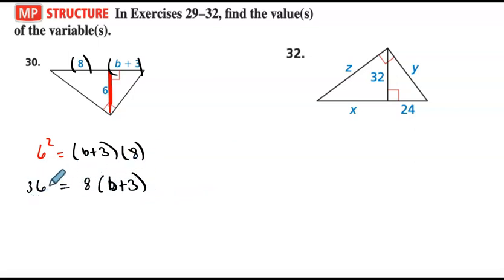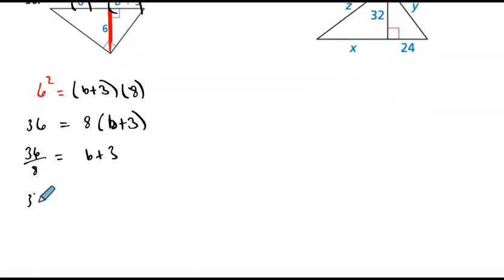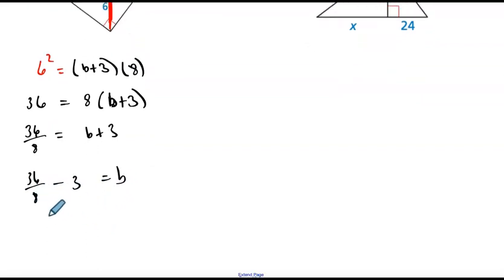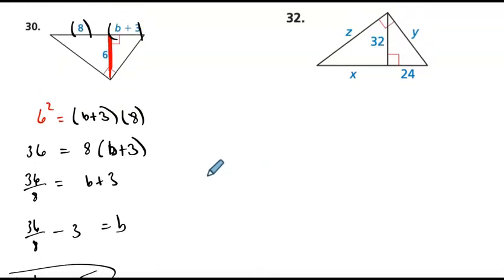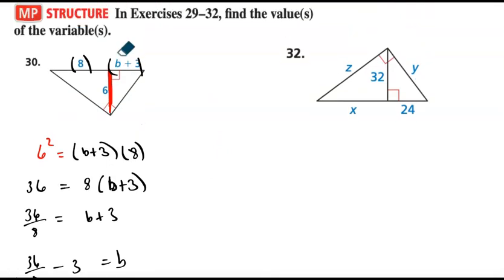You can distribute the 8 or divide by 8, doesn't matter, so I'll just go 36 divided by 8 equals b plus 3. And then this just becomes 36 over 8 minus 3 equals b. And you can just simplify that. And you get b is equal to 1.5. Alright, so no big deal there. And that will give you the value of b. And there's nothing else here.